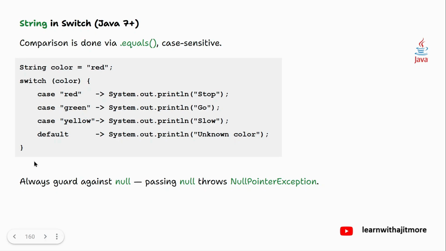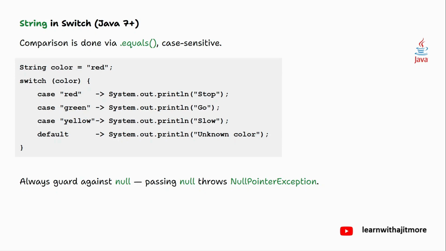A good practice is to make your code robust. This whole thing you have to put in a try catch. Getting? So we will be learning exception handling also. A separate topic will come on exception handling. Don't worry. Okay. So always guard against null. Passing null throws NullPointerException.